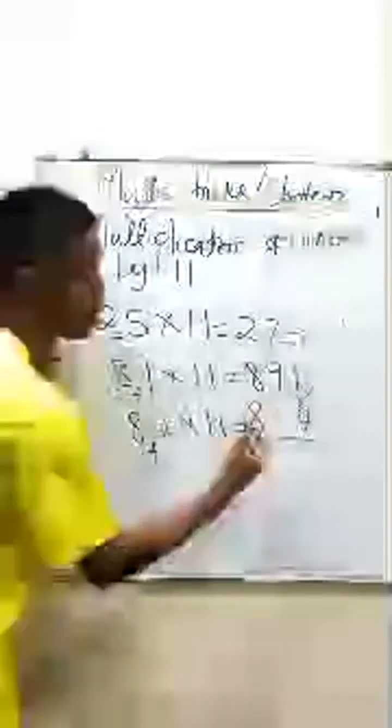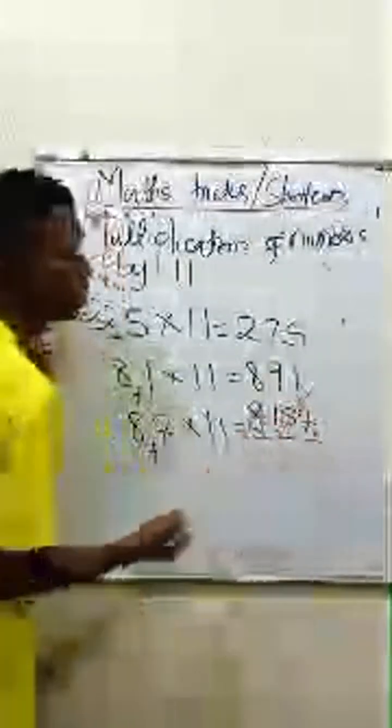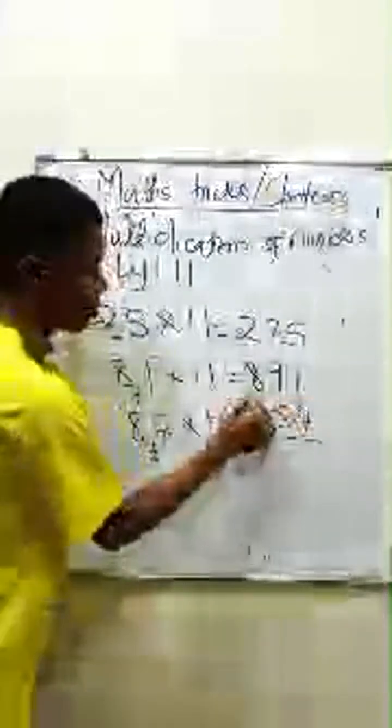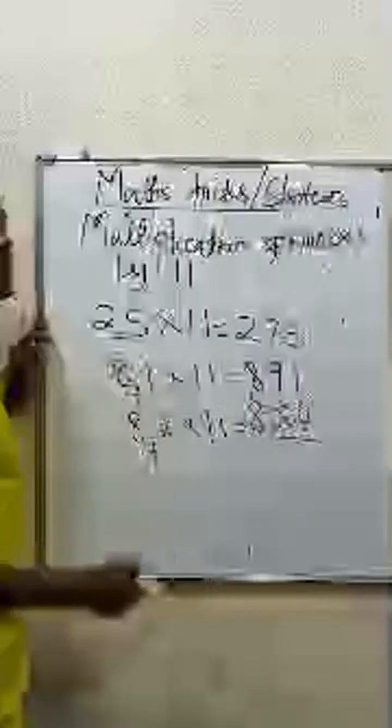It is 15. So instead of writing 15 here, write just the 5. Take the 1 to the next place value. Since you have 1 carried over, 1 plus 8 is what? 9. So clean it up, put in 9.